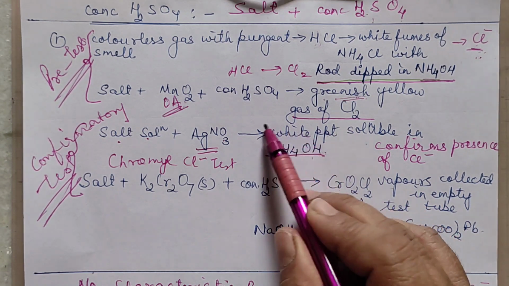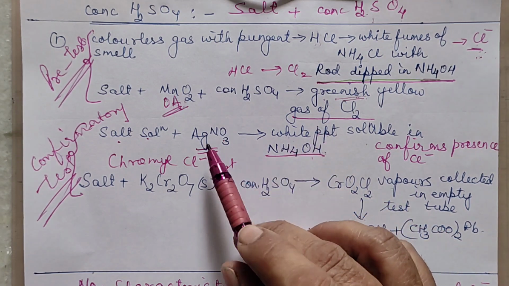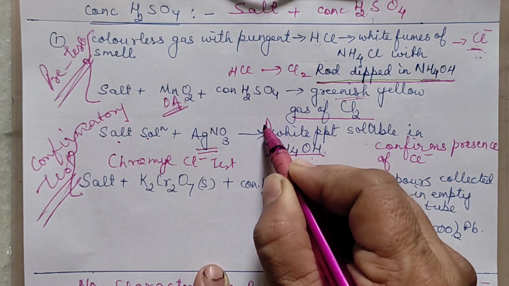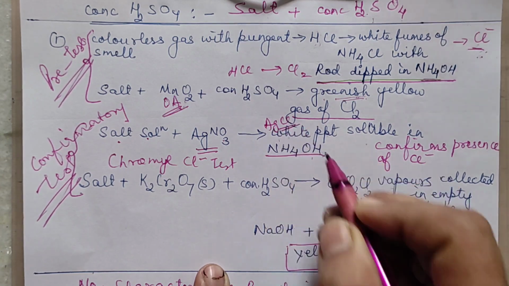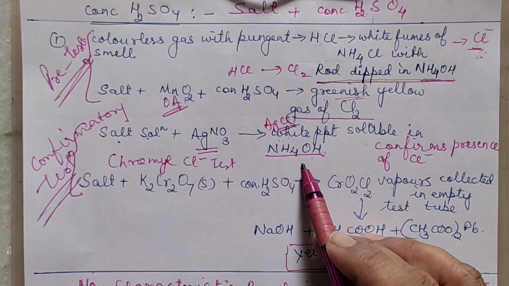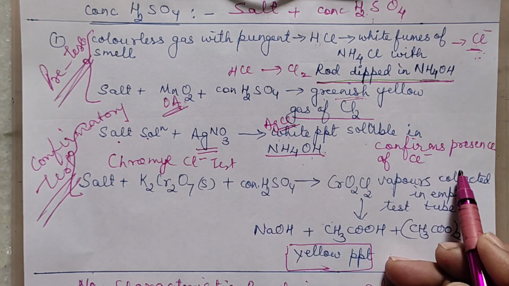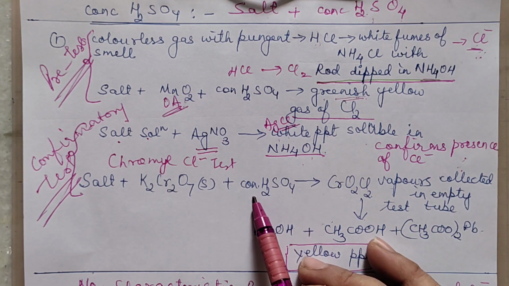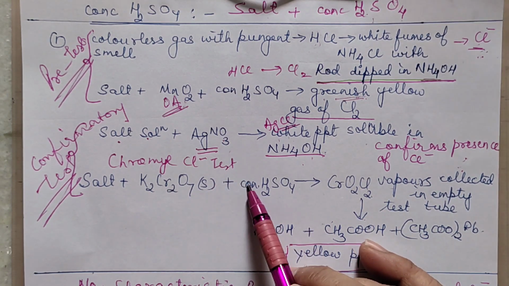The PPT will be of this chloride from here and Ag from here. That means the white PPT composition will be AgCl. AgCl is the white PPT you are getting. That PPT should be soluble in NH4OH. It confirms the presence of chloride ion. This is a confirmatory test. There is one more confirmatory test, that is the chromyl chloride test.